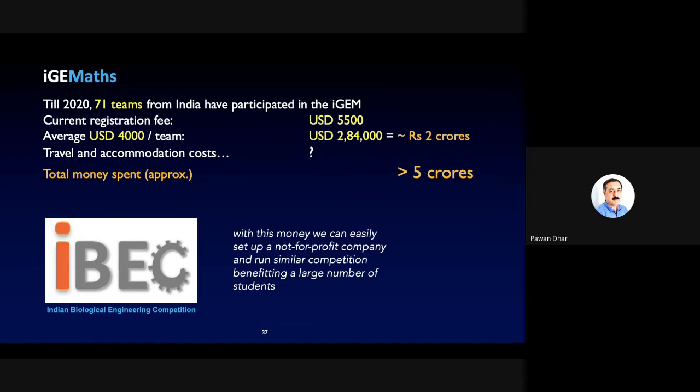If you consider the current registration fee, which is around 5,500, earlier it was not so much, now it is a little more. If you take an average of 4,000 per team, that means from India, we have spent 2 crores on this. And if you take travel and accommodation into consideration, the total money that has been spent will be far more than what it looks like.